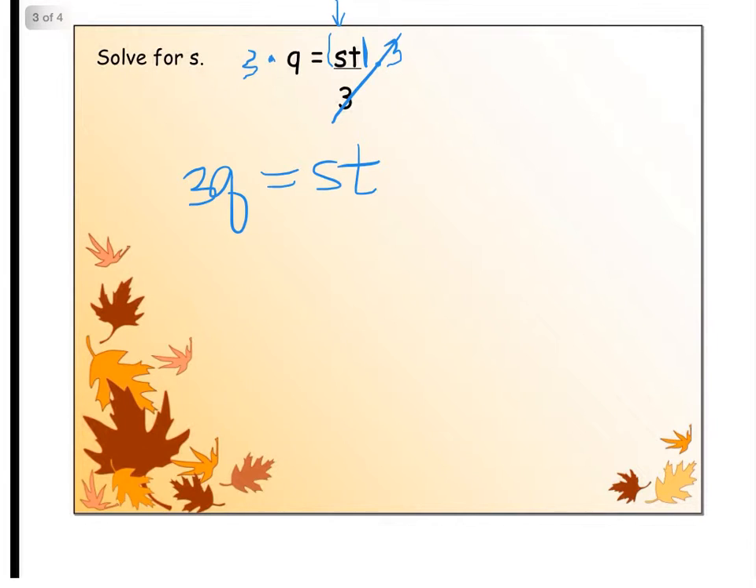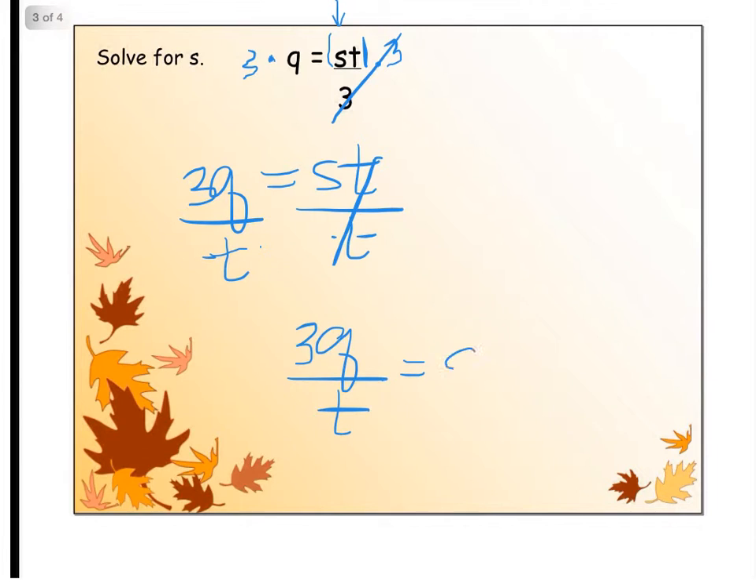Remember, I'm still trying to get s by itself. S and t are multiplying together, so to move t I need to divide by t. Cross out that there. And I have 3q divided by t is equal to s. That is my final answer.